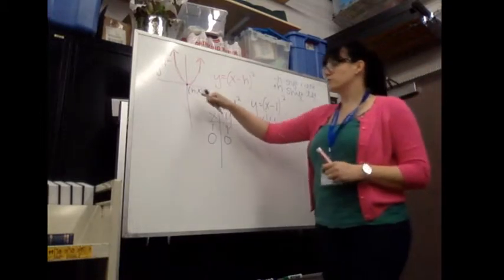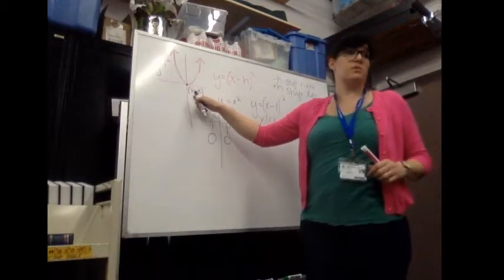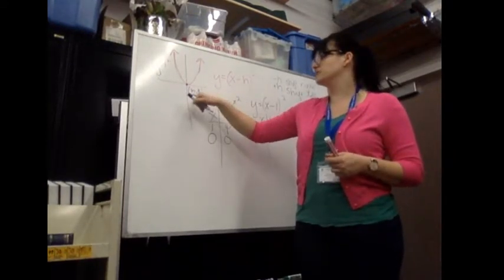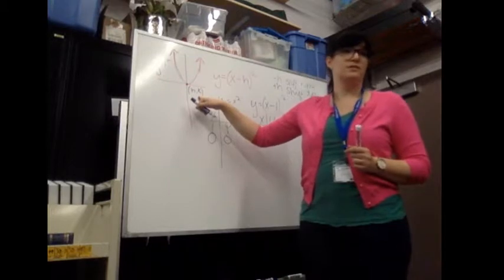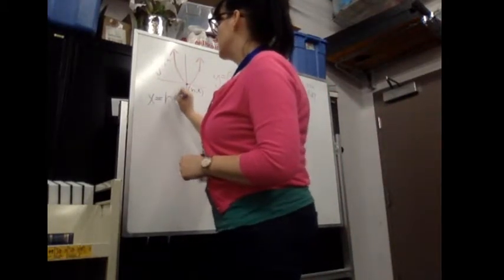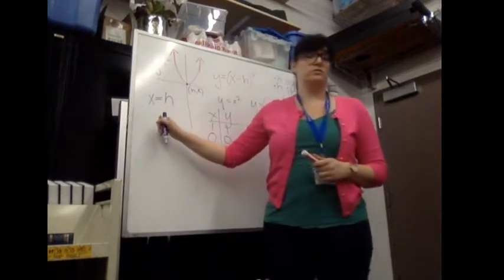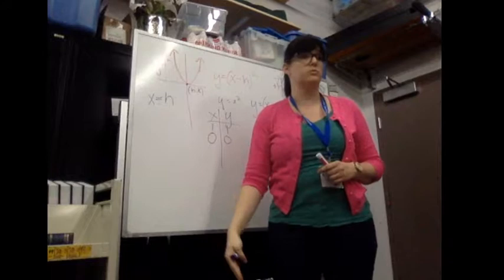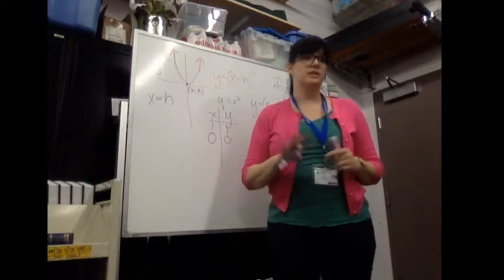Now the reason I'm using h is because we talk about the vertex as the coordinates (h, k). H is the x, k is the y. So that also means my axis of symmetry is x equals h, because that's the x coordinate of the vertex. That's where the axis of symmetry is going to pass through on the parabola. Does that make sense?